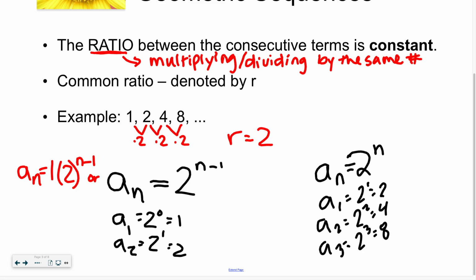But that would be using the geometric formula. You would put your first term in for a sub 1, you would put your 2 in for r, and then you would have raised to the n minus 1.